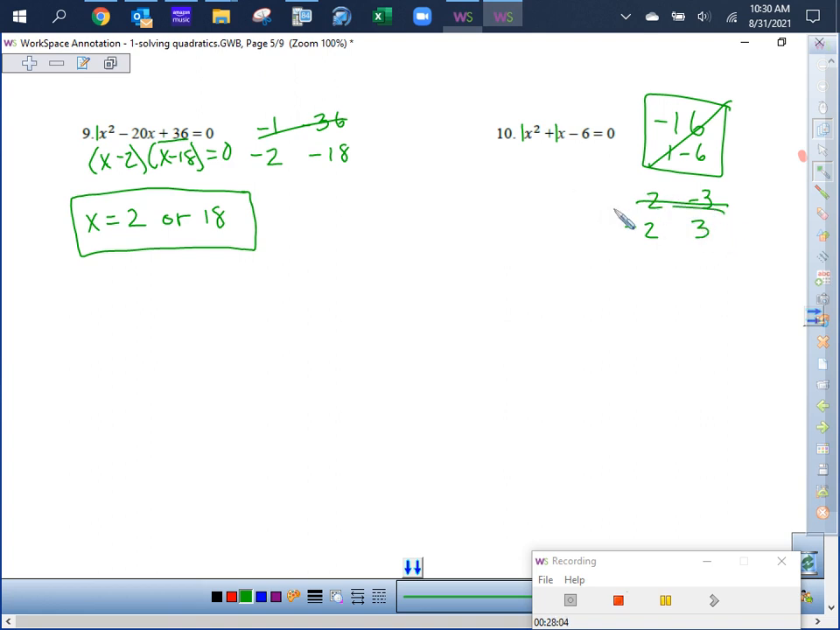So bingo. Set up your two groups. It's easy factoring. Negative 2 and positive 3 add together to be 1. X minus 2, x plus 3 equals 0. Time to get out of here. So what could x equal? X could equal 2 or negative 3.